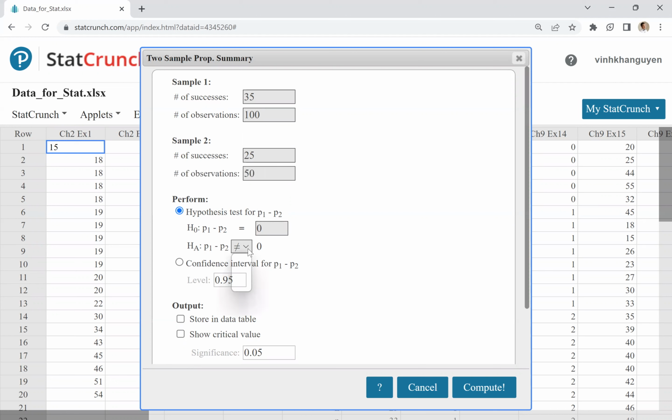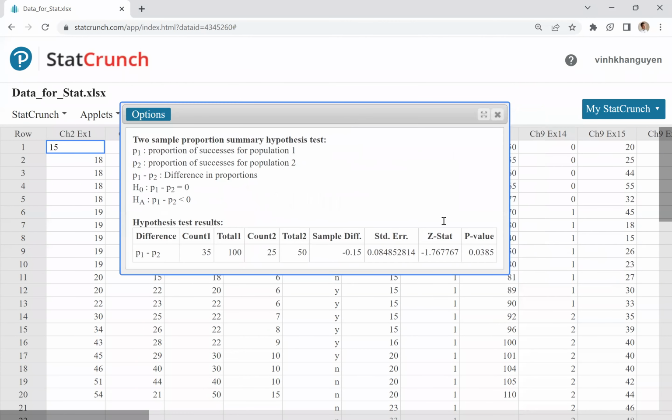The alternative hypothesis is the difference less than 0. Hit compute. And we have a p-value of 0.0385, which is 3.85%. And that is less than the default percentage of 5%. So we reject the null hypothesis, and the conclusion is sufficient evidence to support the alternative hypothesis, which is the claim.